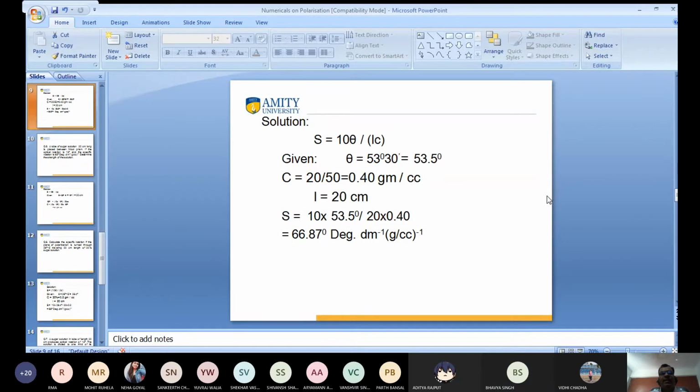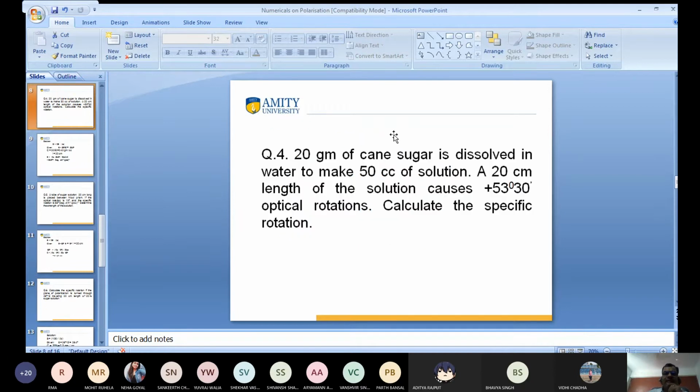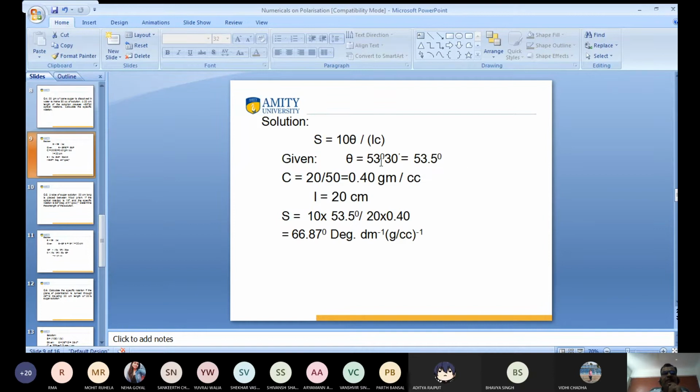The answer is 66.87 degree. Do you know what it is? As you know, specific rotation is equal to theta by LC, because we have taken length in centimeter, and length is 20 centimeter. Theta is given as 53 degree 30 minutes. What is the value of this in degree? The value is 53.5 degree. Yes or no? Do you get my point? Are you able to get my voice? Yes, sir.